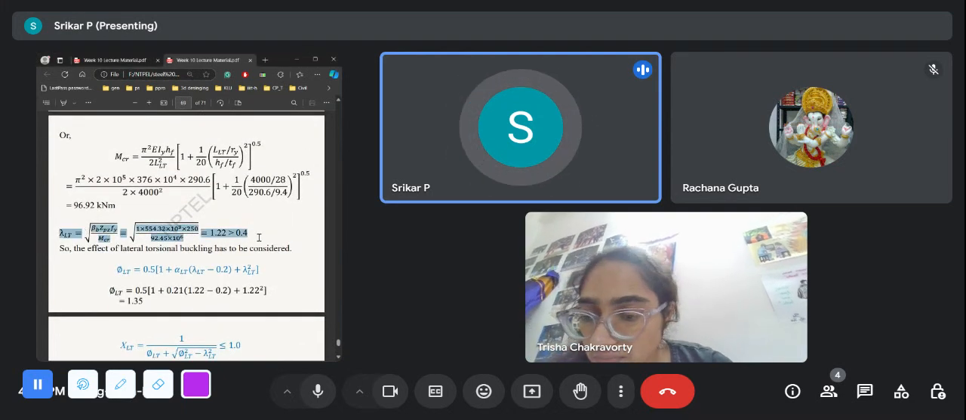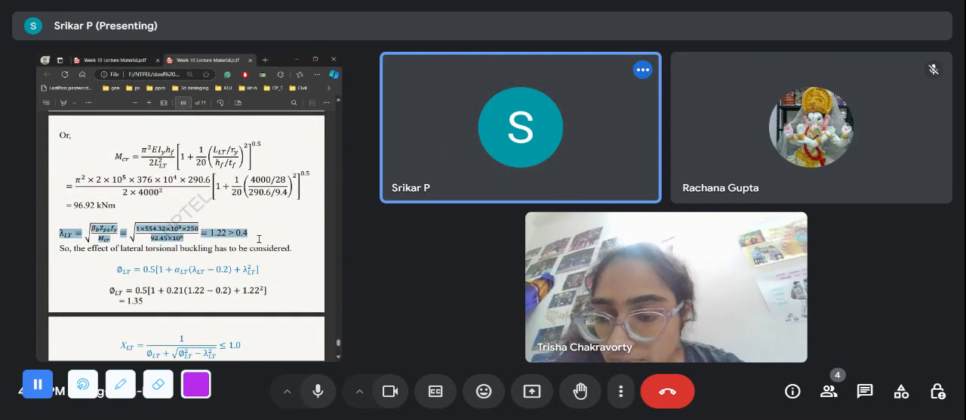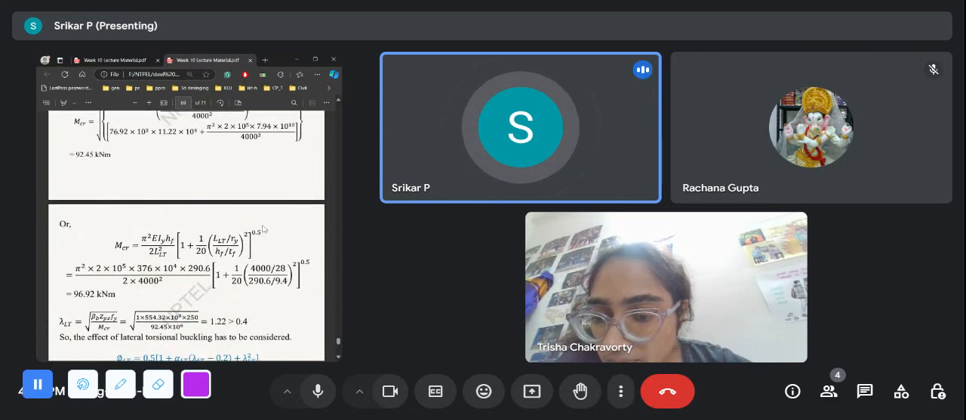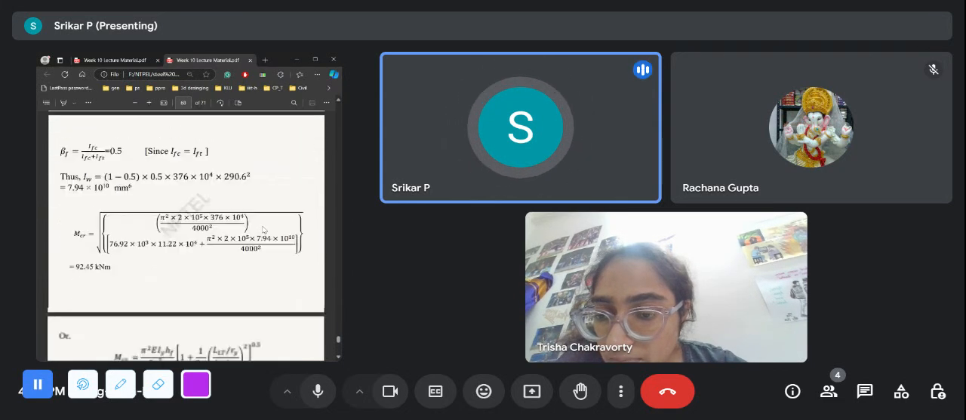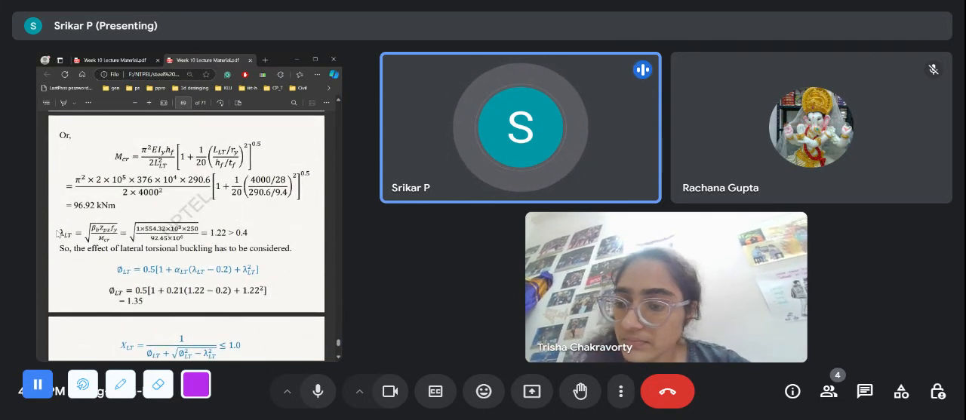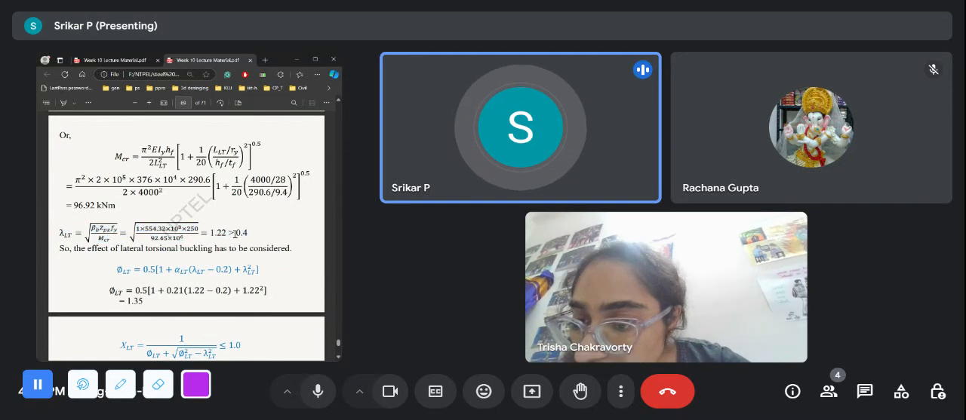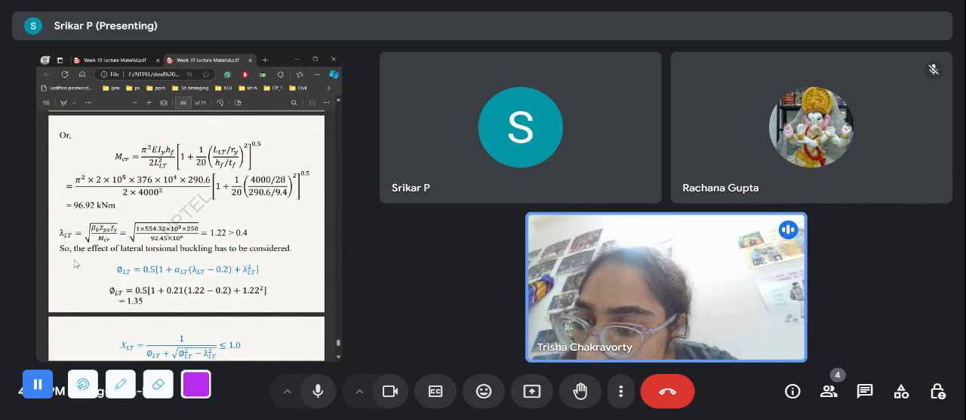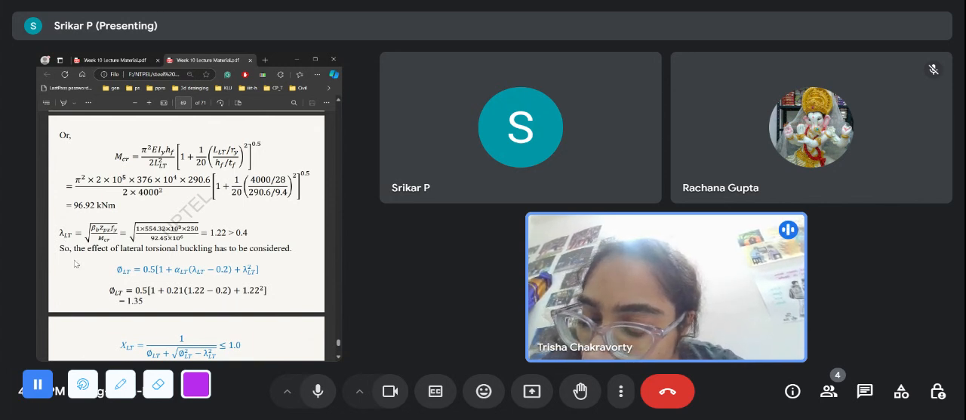This condition. Hmm, this I didn't find in the code, I guess. Something happened, like how this one came up. I was guessing greater than 0.4. I didn't get this part. So the effect of lateral... Okay, so there is a criterion like this: whether we will consider the effect of torsional buckling if this lambda is greater than 0.4.